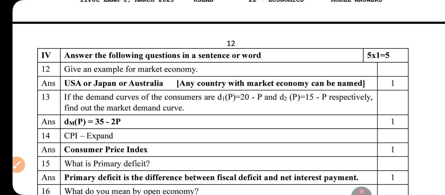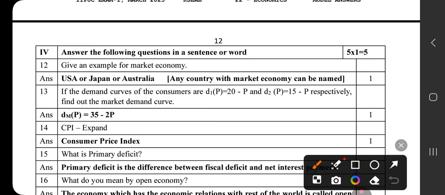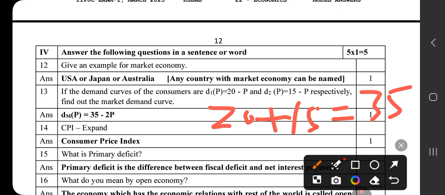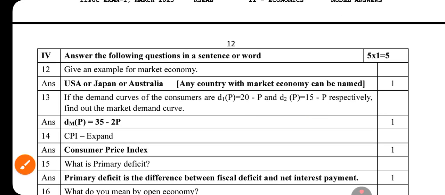Two variables, so two constants. Two constants, 20 and 15. Two variables, minus P minus P. 20 plus 15 is equal to 35. Then P plus P is equal to 2P. So this type of calculation is used for the market demand curve.